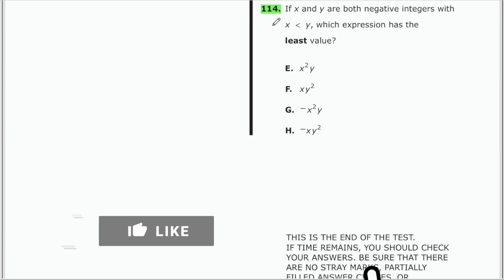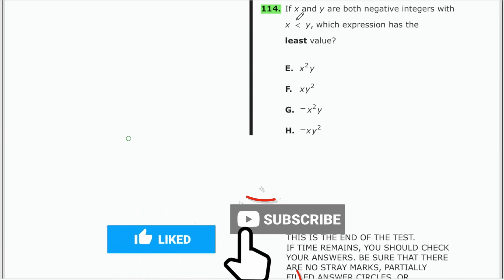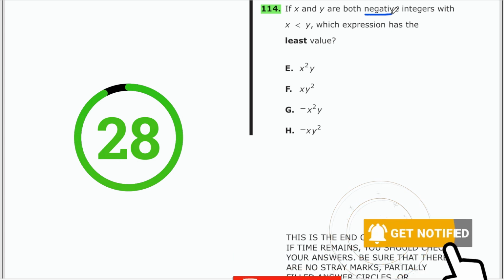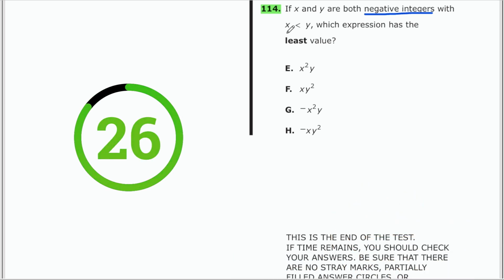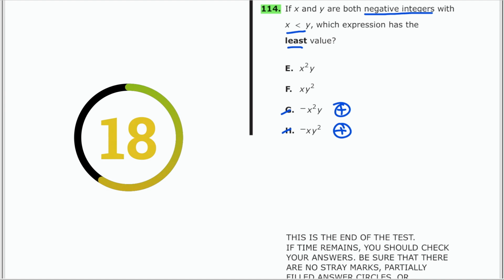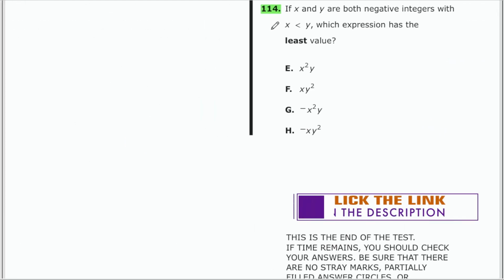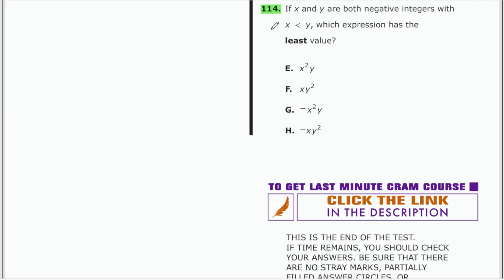So how can you do this problem in 30 seconds or less? If x and y are both negative integers, important, with x less than y, which expression has the least value? First things first, this is a positive value here. This is a positive value here, so they will probably go. Now the question is between this one and that one, both negative, and since x squared is less, the answer is E. How was I able to do this problem so fast?